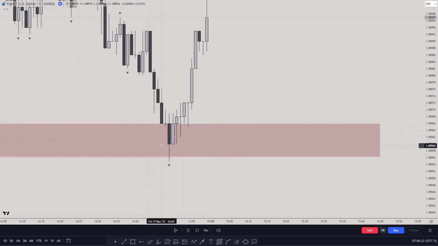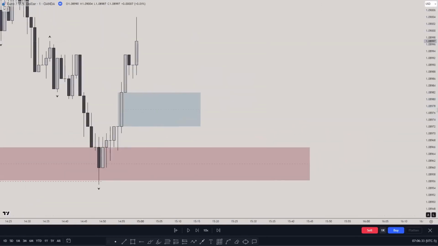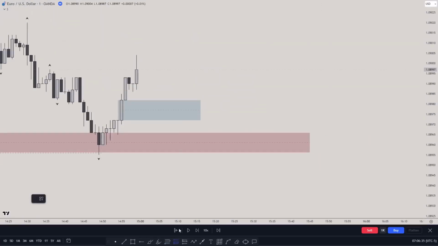What do we have here? So a fair value gap on the higher time frame. Do we have a fair value gap on the lower time frame? Yes, we have this one. So this is a fair value gap on the lower time frame. What can we do? We can simply enter from this one. That's a bullish fair value gap. You could enter from the 50% of this.